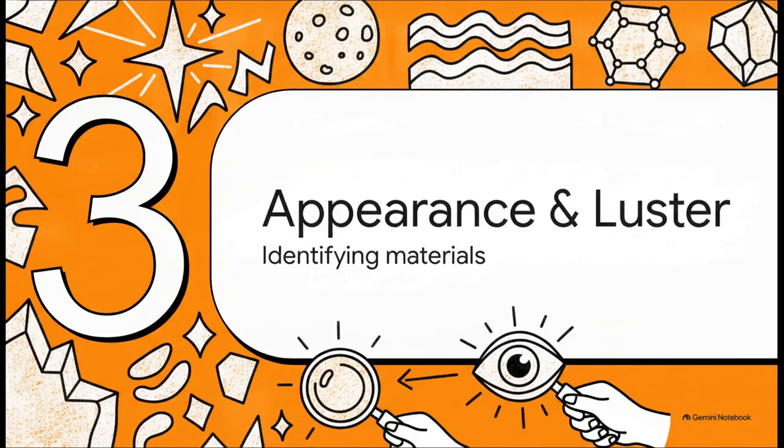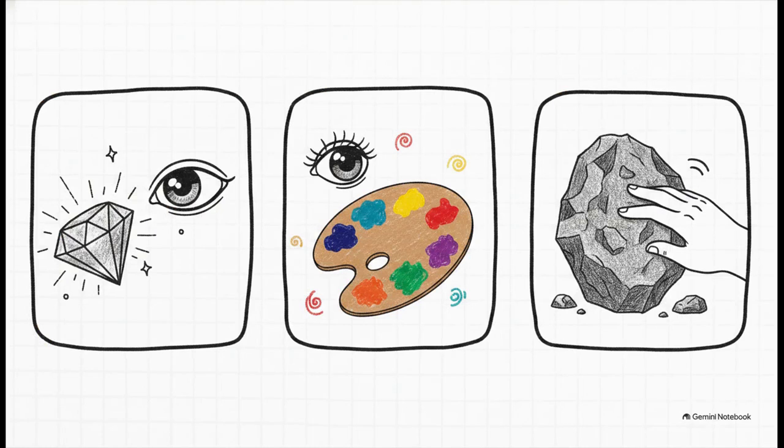Now for Section 3, appearance and luster. So, what's our first major physical clue for classifying materials out in the wild? It's surface appearance. When you're playing material detective, your eyes and your hands are absolutely your best tools. Just by looking at whether a surface is shiny or dull, noticing its color, or feeling its texture, we instantly gather vital clues about its identity. Different materials just have vastly different appearances.